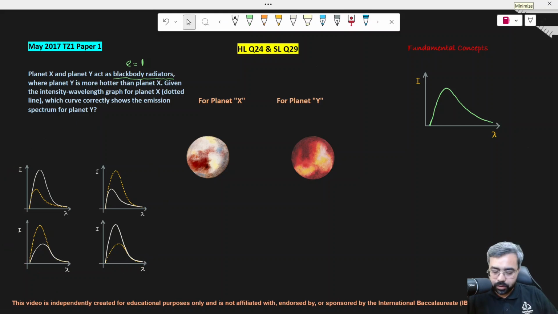According to the question, planet X is less hot and Y is hotter, which means the temperature of Y is more. So Ty is more than Tx. First of all, I will explain what the intensity and wavelength graph tells us. According to the Stefan-Boltzmann law and modern physics, all the energy radiated from the planet is not radiated as a single wavelength; it is radiated across the entire electromagnetic spectrum, which you can see by looking at the different wavelengths.